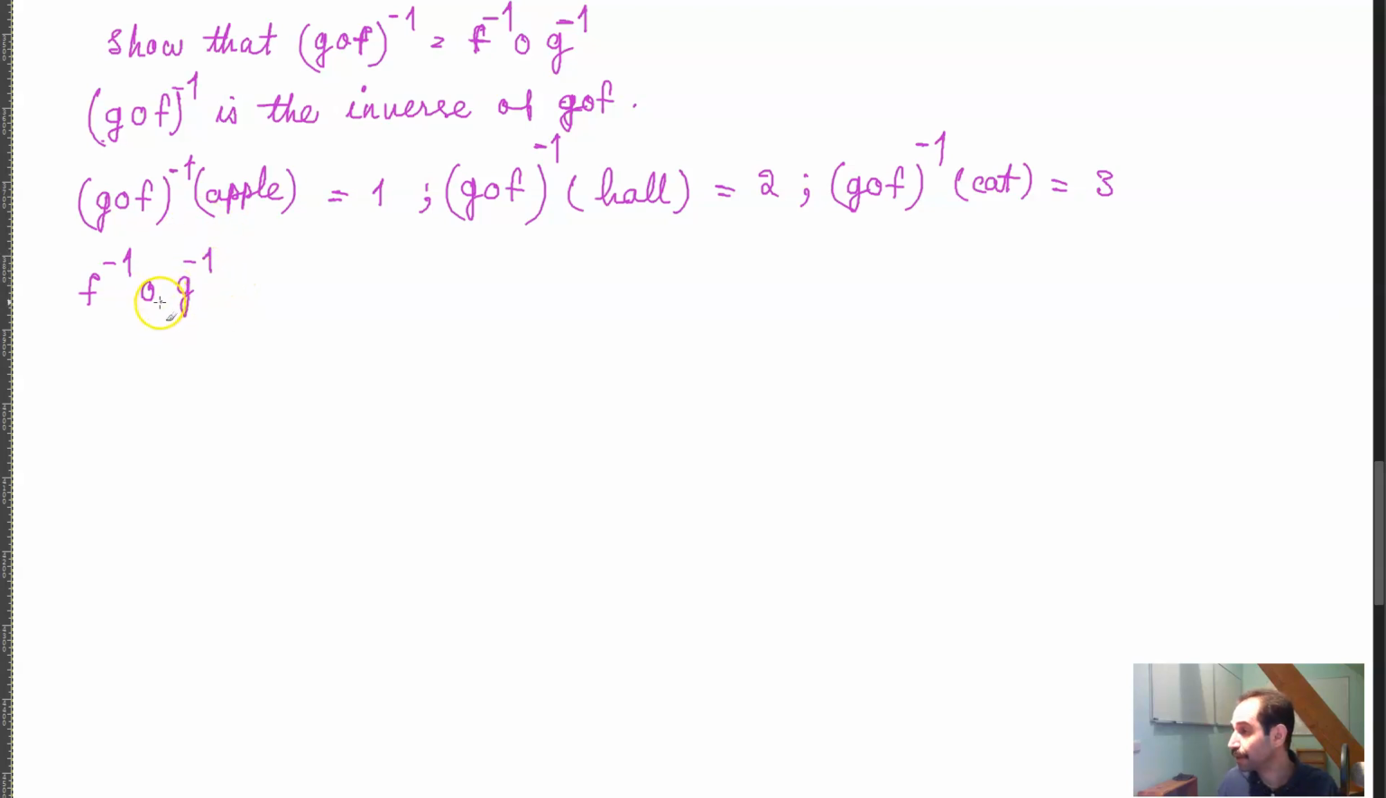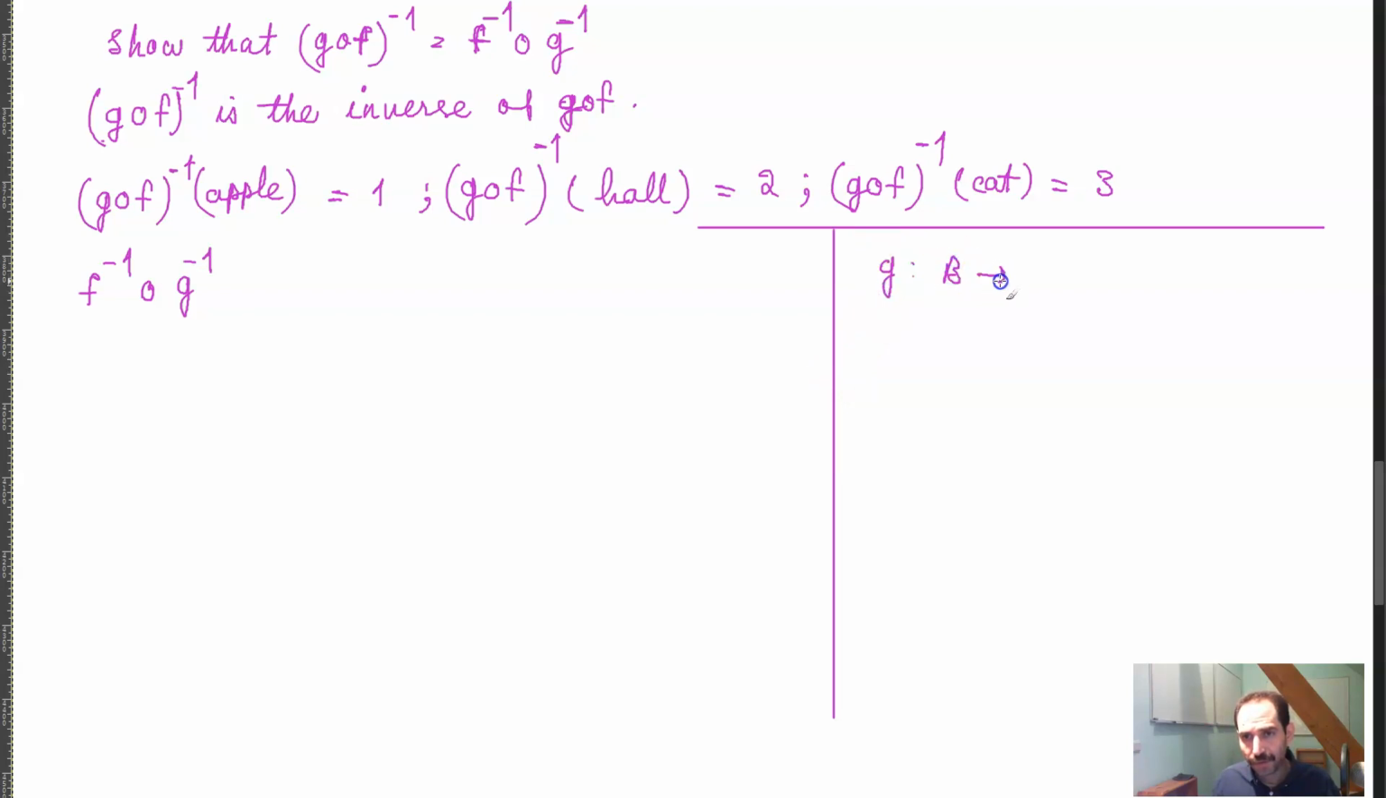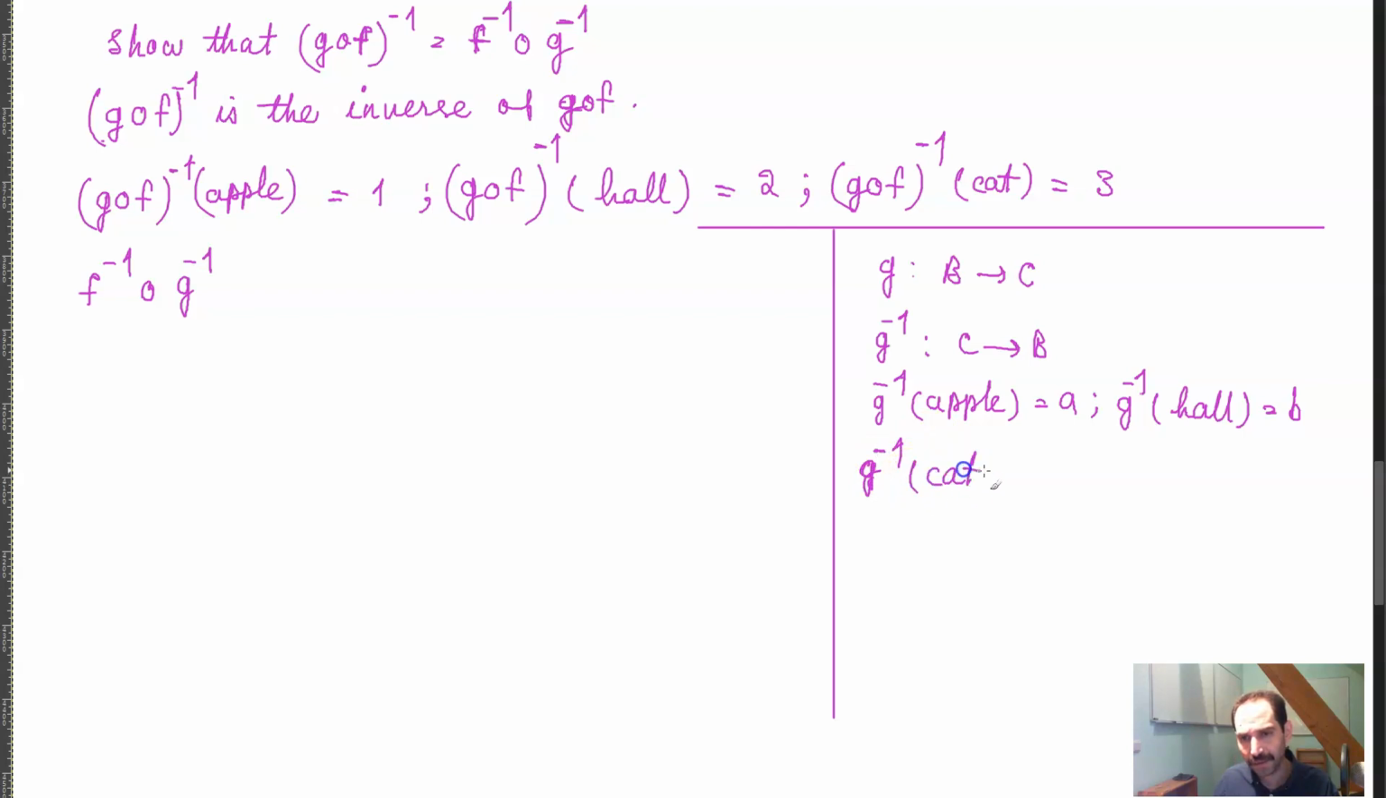Now g inverse accepts these. Let's write down g over here. g is a function that goes from B to C, right? g was a function that goes from B to C. That means that g inverse is a function that goes from C to B. And what that means is that g inverse of apple is equal to a, g inverse of ball is equal to b, and g inverse of cat is equal to c.